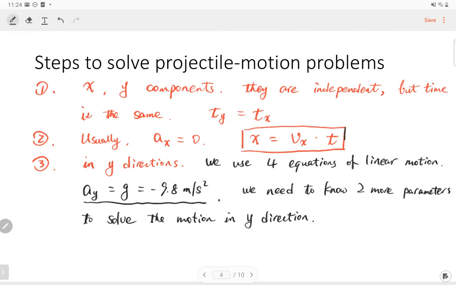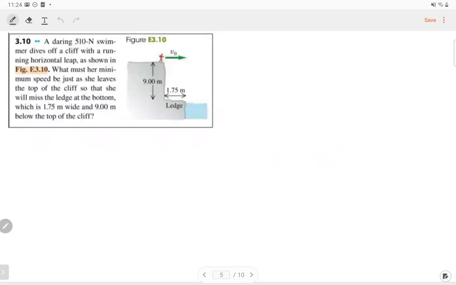And I think the homework can give us more practice. Let me review the homework. The first one will be the flat throwing. You can see there is a person moving with a speed of V0 and jumping off a cliff with a running horizontal leap. And we have the figure on the right. You can find that there is a ledge. The ledge is 1.75 meters. So this could be treated as the x displacement. And the height of this cliff is 9 meters. So this is the displacement of y. So this is what we have.